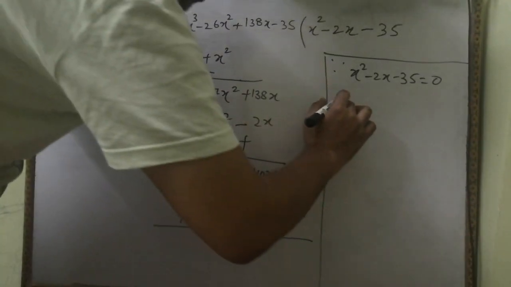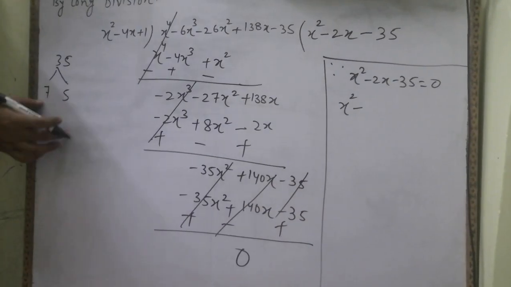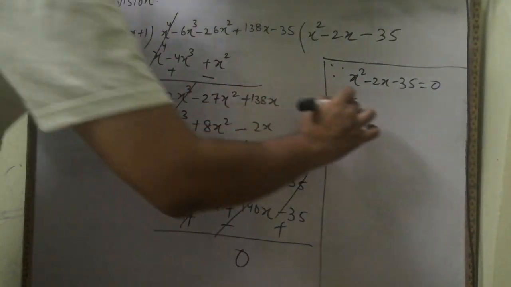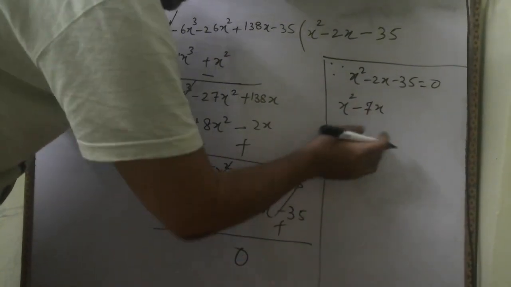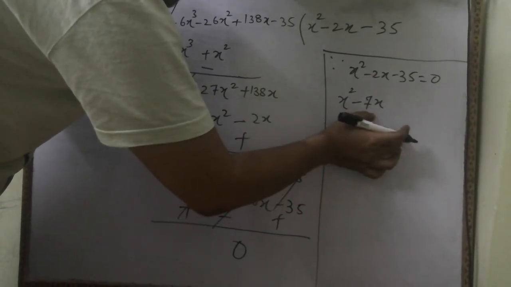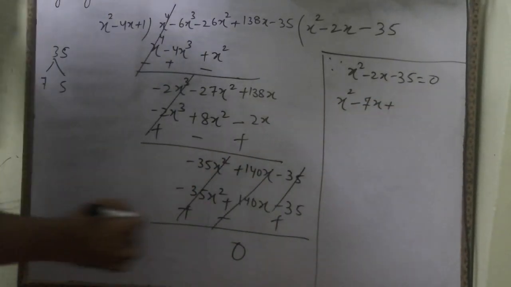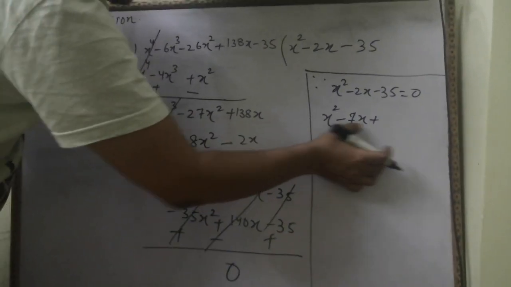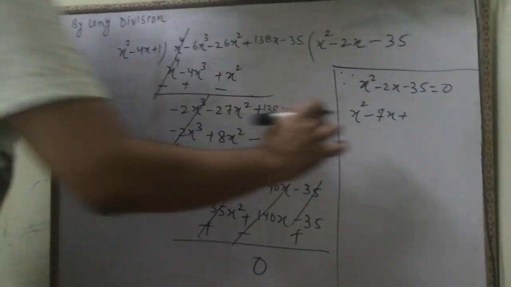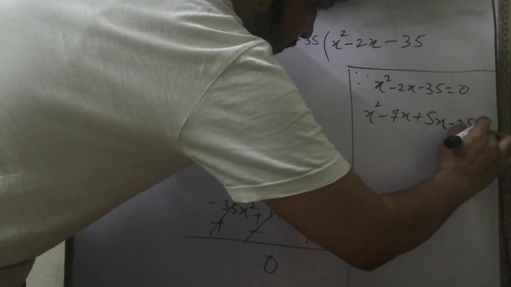So put x square first, then put minus, then which one is greater? 7 is greater, so put 7 and x. Again see, this one is greater than this, so change the sign. If this one is greater than the other, we change the sign to plus. If it is lesser, we put minus. So plus 5x, minus 35 is equal to 0.